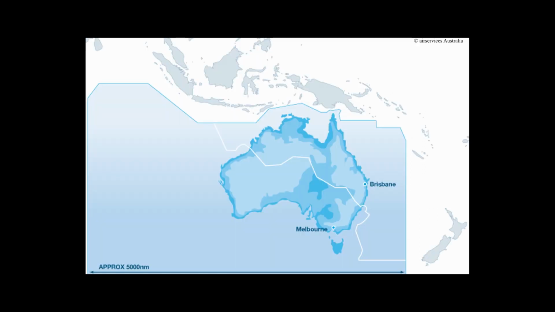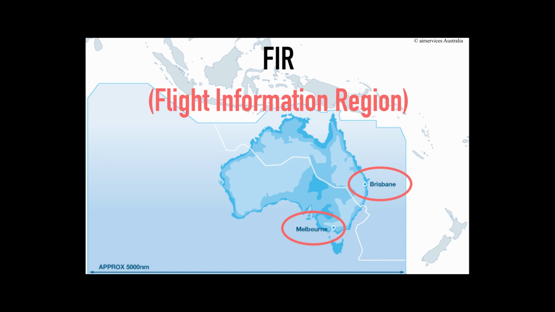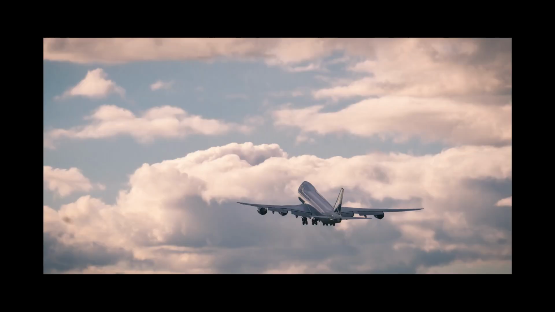In Australia, there are two air traffic control centers which guide aircraft to and from terminal areas around airports. They are Melbourne and Brisbane FIR. FIR stands for Flight Information Region, and between the two, they control 11% of the world's airspace.